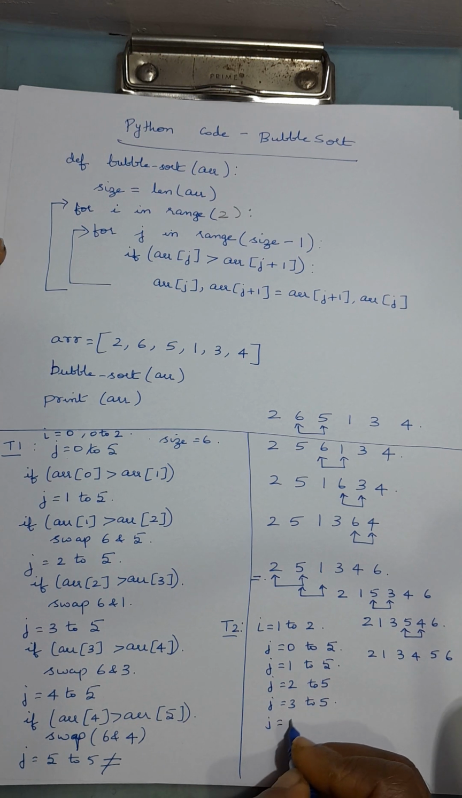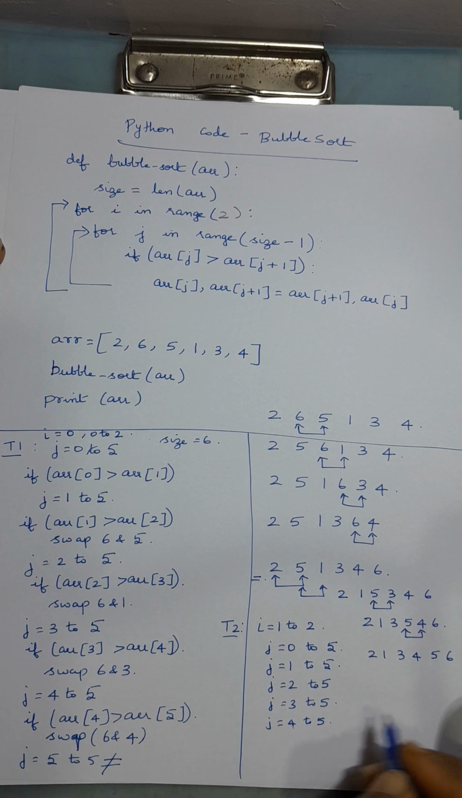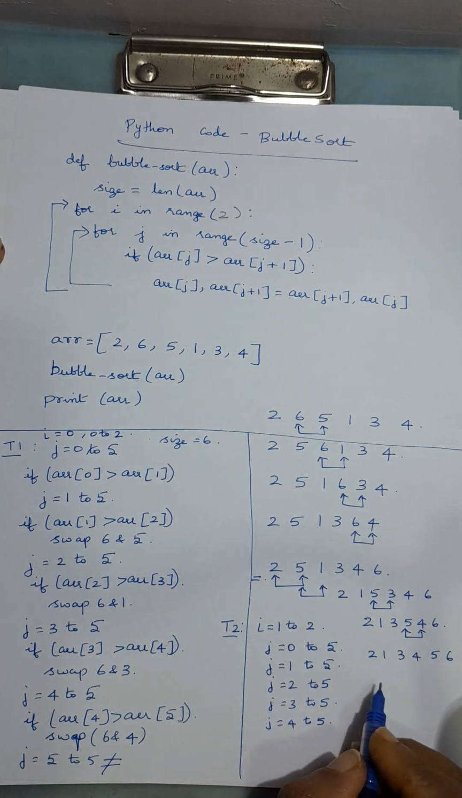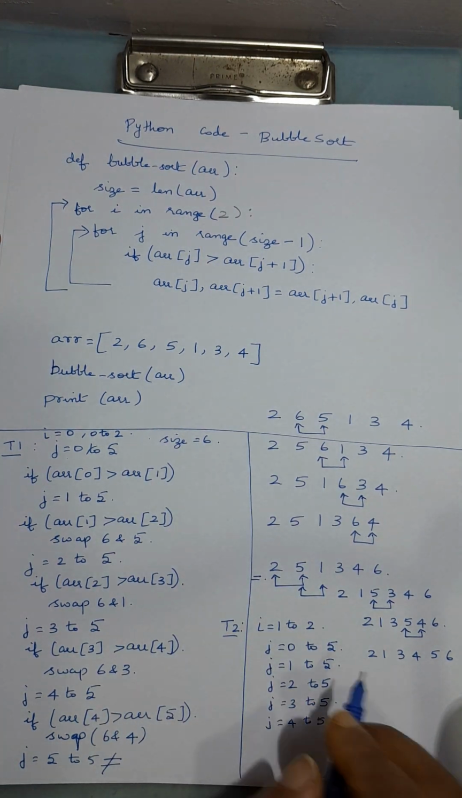Now j value is equal to 4 to 5. Correct. Now there is a check between here, nothing happens, so we leave. But actually this is not required. So let me make a change there. I'll teach you that later. Fine. Now what is happening?